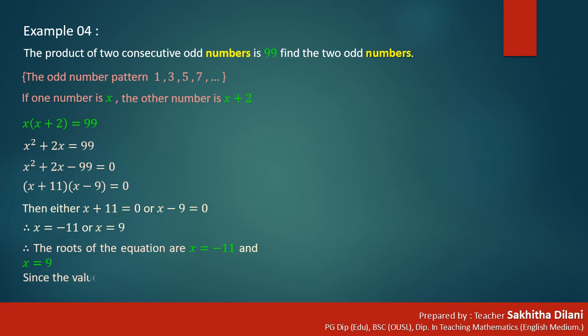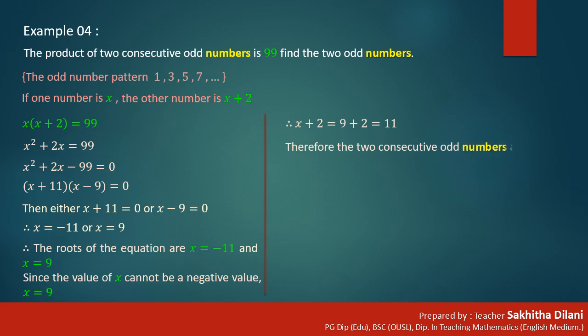But x cannot be a negative value. Hence, x equals 9. Then one number is 9 and the other number is 11, as the other number is taken as x plus 2. Therefore, the two numbers are 9 and 11. You can get the product of 9 and 11 and you can see that it is equal to 99. That means our solution is correct.